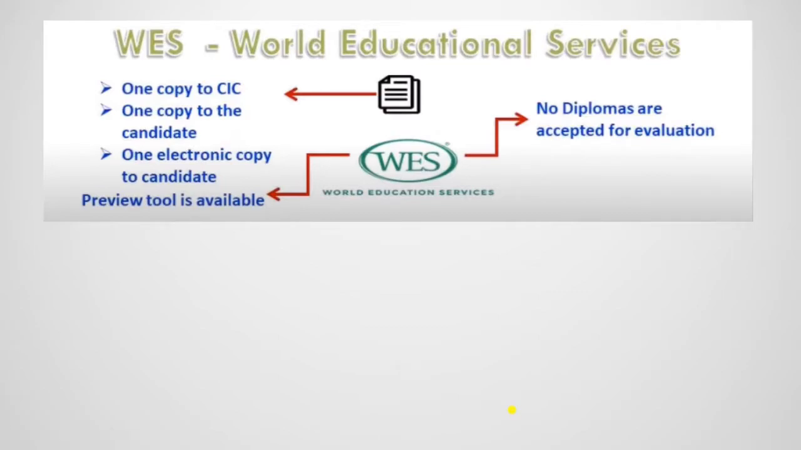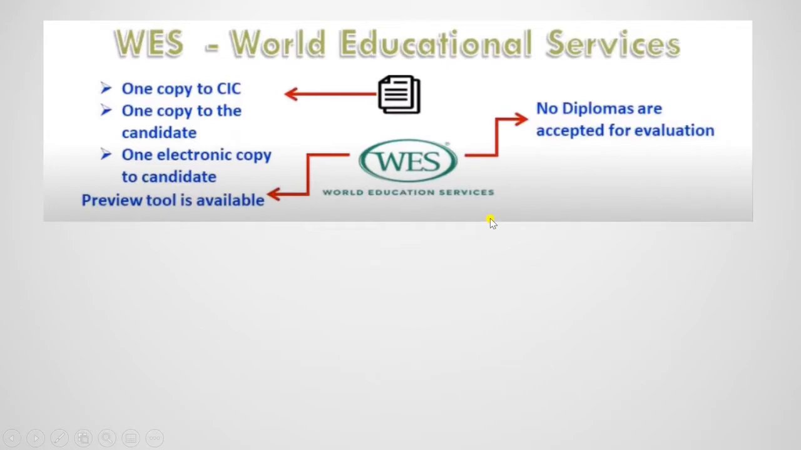Now, we have already discussed the five designated organizations that will conduct your ECA, and the fastest and most popular one is WES, that is World Education Services. WES will evaluate your education credentials after receiving the documents from your institution.